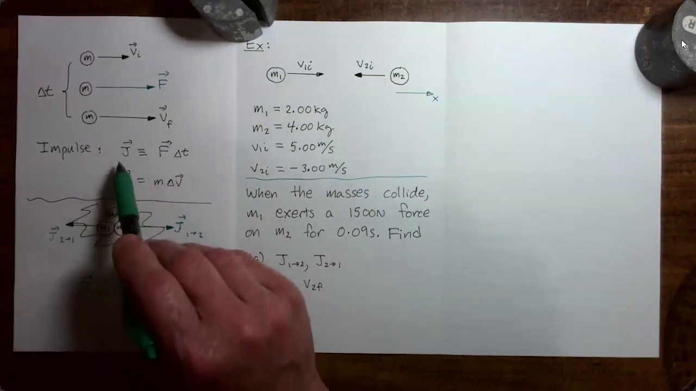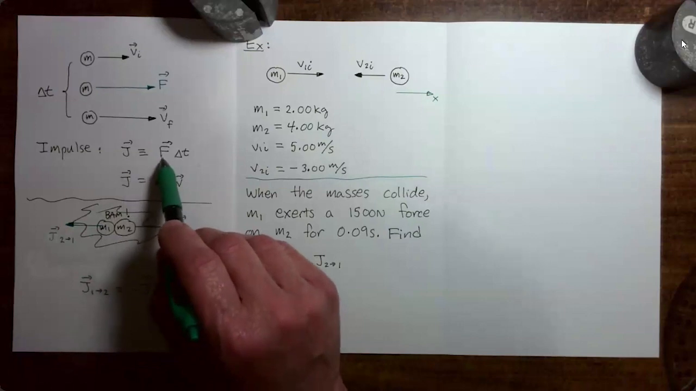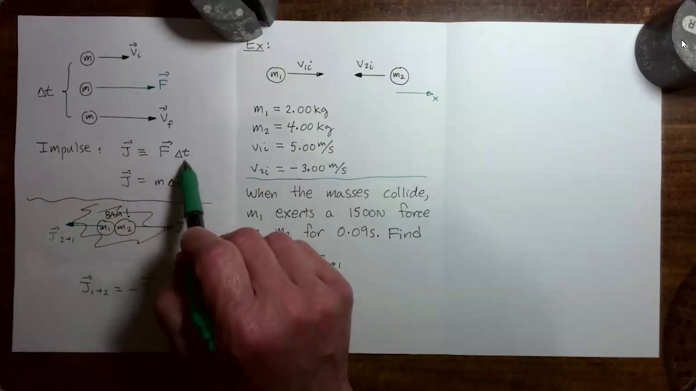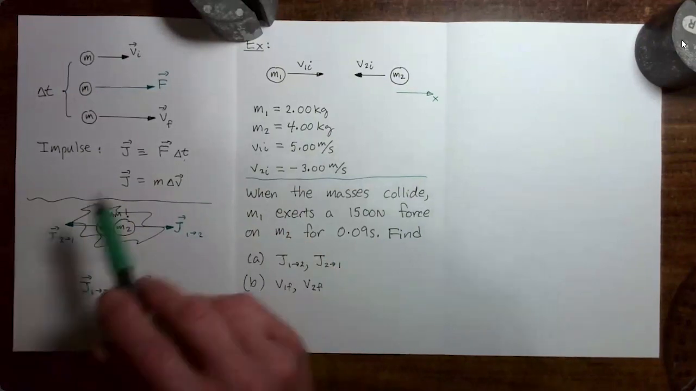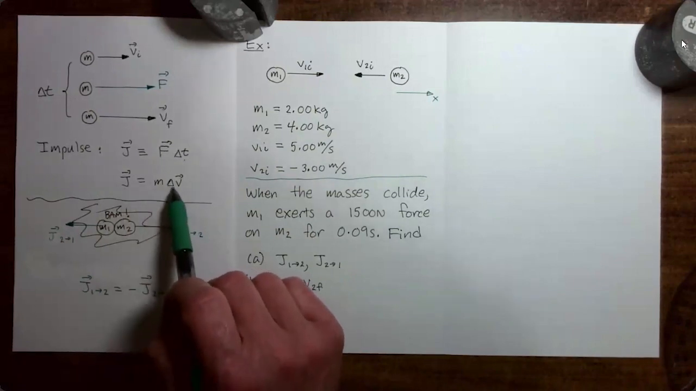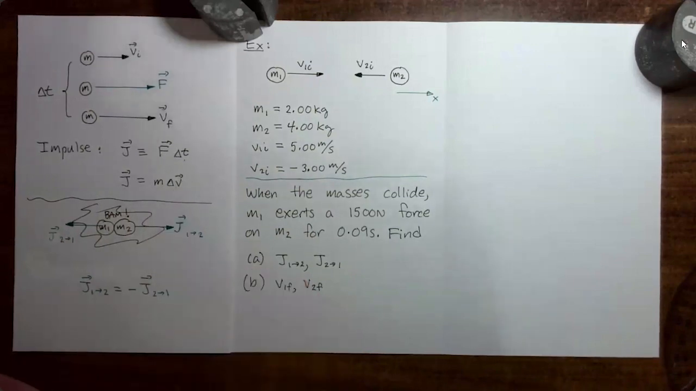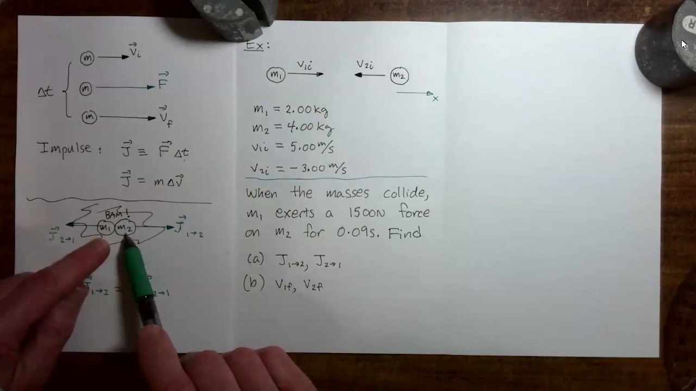We say that the impulse delivered to the mass by the force, we call it J, is equal to the force that was applied multiplied by the time for which the force was acting. We saw in the previous video that the impulse is equal to the mass of the object times the change in its velocity. We have also seen that when two objects collide, they deliver impulses to each other.